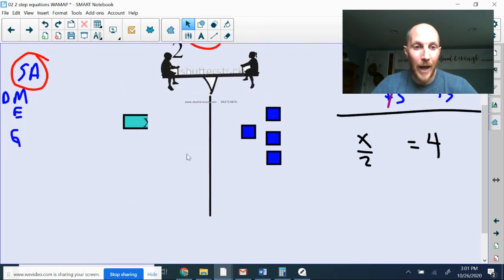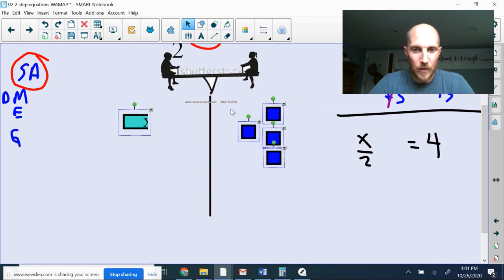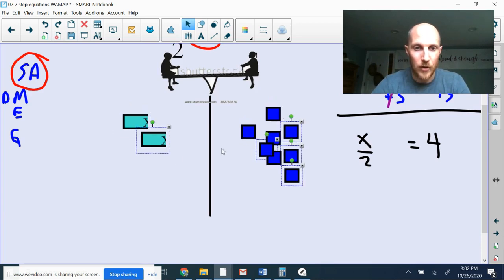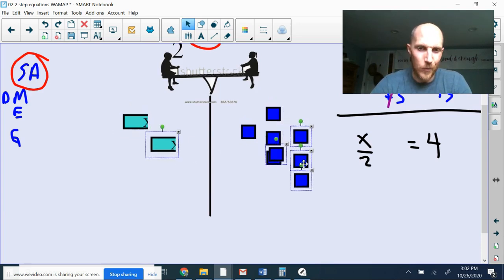All right, so back to my illustration. I have half of an x on the one side, and that's balanced with 4 positive blocks. Well, I don't want half of an x tile. So what I need to do is double everything, right? If I double, then instead of half of an x, I'd have a whole x, and then whatever I get on the other side of the teeter-totter is what it'll take to balance it.